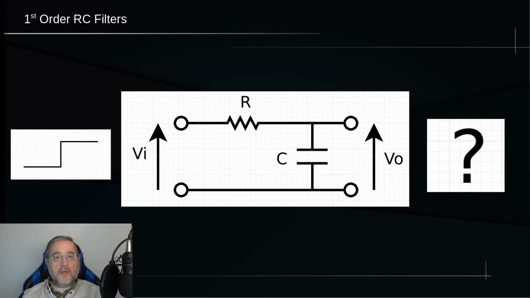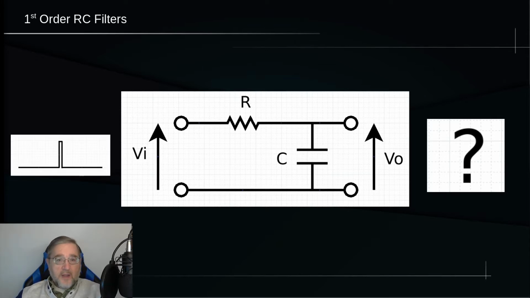And then we will also input into the filter what is called an impulse, which is basically a square wave but with a very small duty cycle. A square wave with the upper crest lasting for a very small fraction of the whole period of the wave. And again, we will see what the output of the filter looks like in this condition.